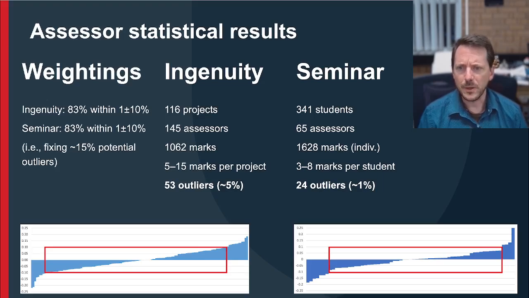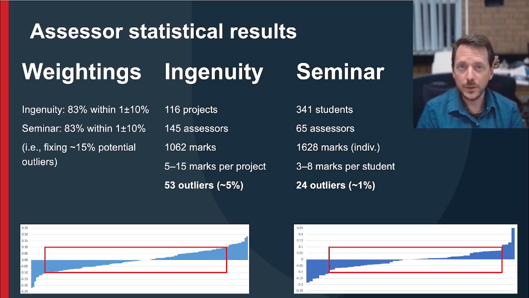So for the expo event, where we have industry judges and they're not trained academics, they're not calibrated, they're not marking people every day of the week, we did see a larger number of outliers in this event. About 5% of the marks that we looked at, so 50 out of 1,000, were rejected as being outliers.